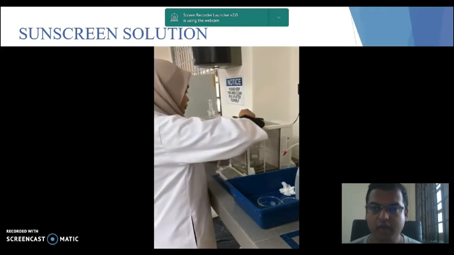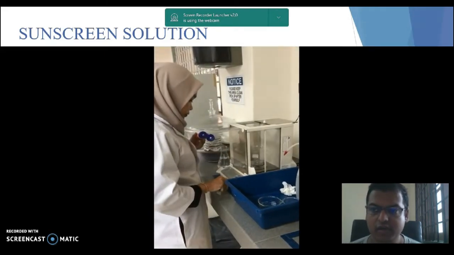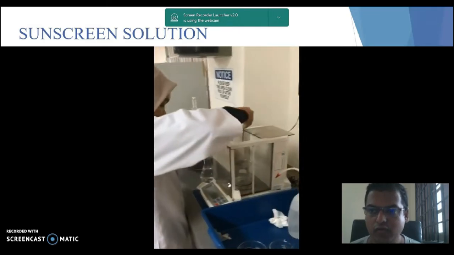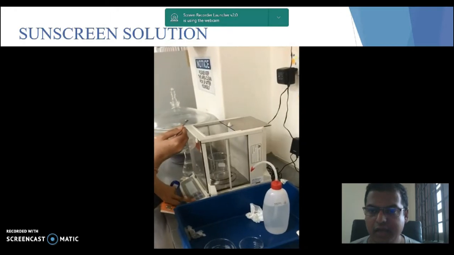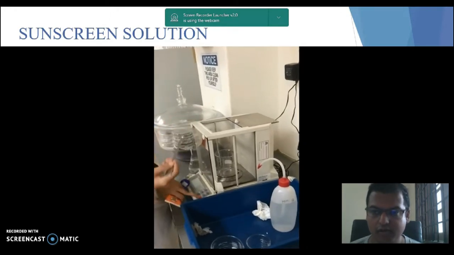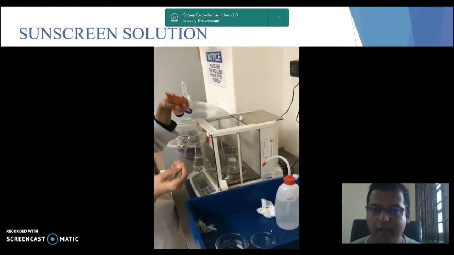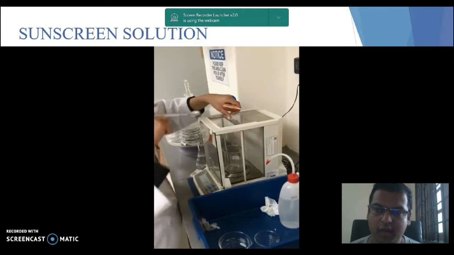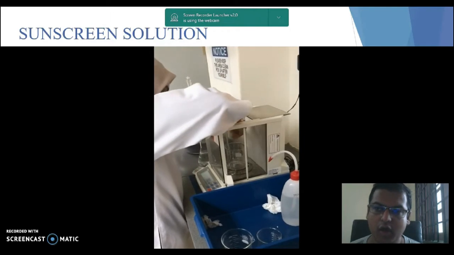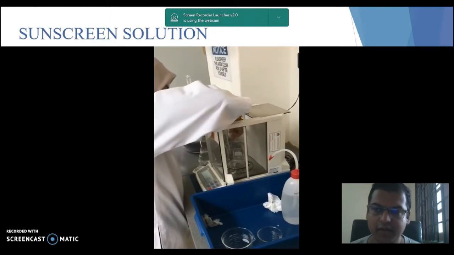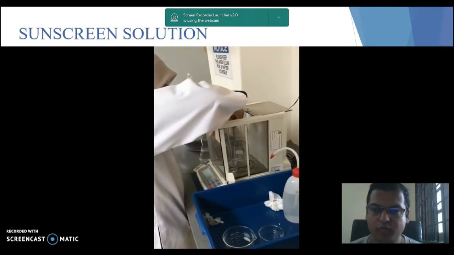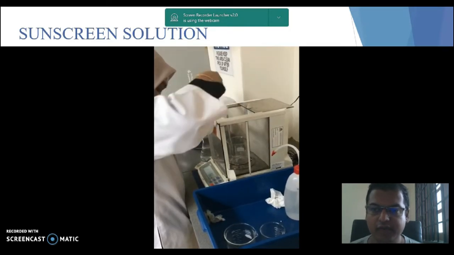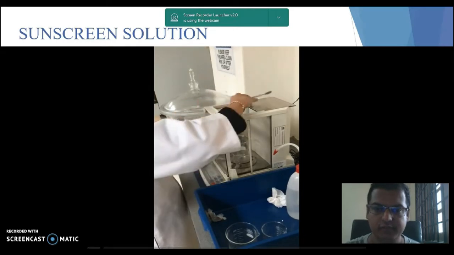16 milligrams of the sunscreen was measured with the help of an analytical balance. We used a spatula to transfer the sunscreen into a beaker. Then distilled water was added to the beaker, and the dissolution of the sunscreen in the distilled water took place with the help of a magnetic stirrer on a hot plate. Finally, the mixture was topped up with dechlorinated water until a volume of 250 milliliters was reached.